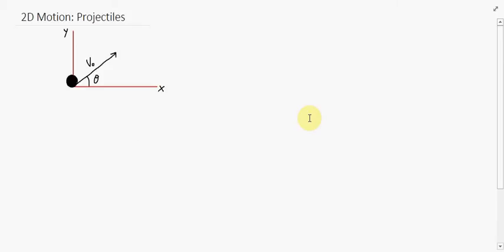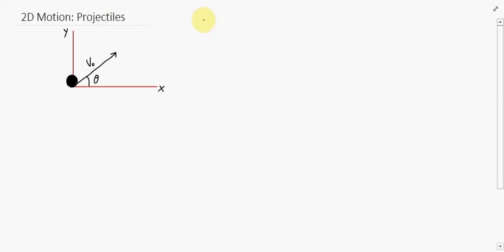Hey guys, welcome to the second video in the series looking at two-dimensional motion. We started off the series looking at the equations of uniformly accelerated motion and arrived at where these equations come from. This second video looks specifically at projectile motion and what equations we can use to describe what happens to an object when it becomes a projectile.